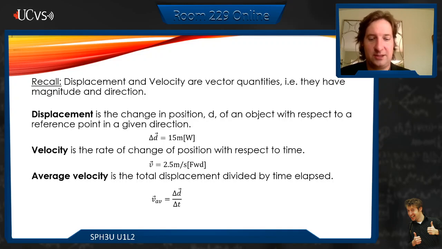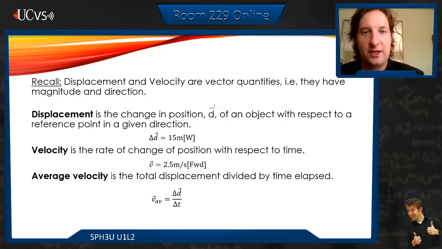We can say d is a position here. That should be a vector. I apologize, that should have a hat on top. So displacement is the change in position, d, of an object with respect to a reference point in a given direction. Now that last thing, that reference point, is very important.